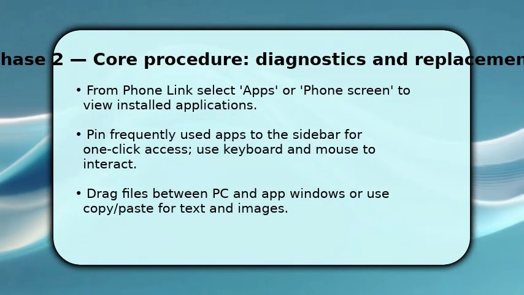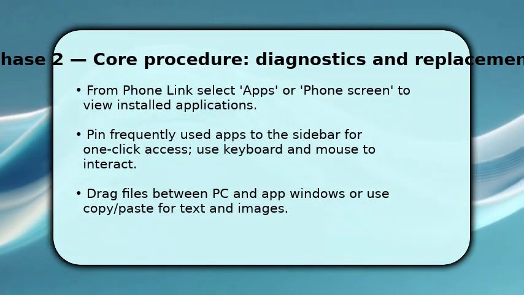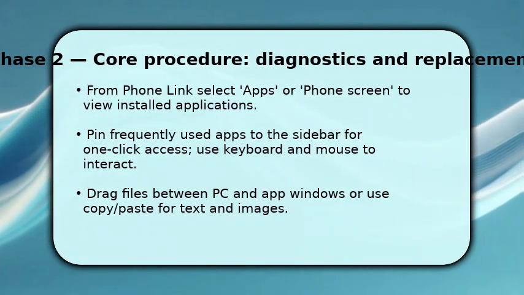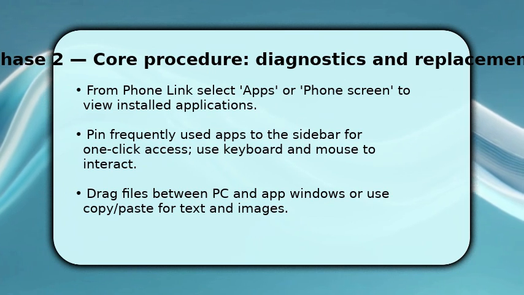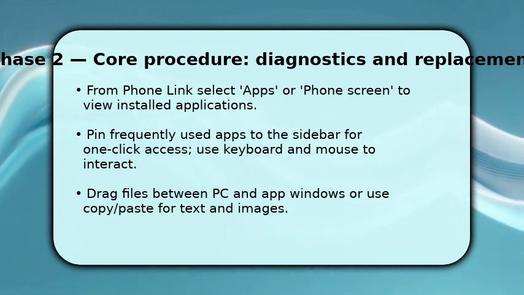Once connected, navigate to the apps or phone screen area to see installed applications. Click an app to open it in a resizable window. Use your mouse and keyboard to tap, scroll, and type. This feels like running the app on your PC.